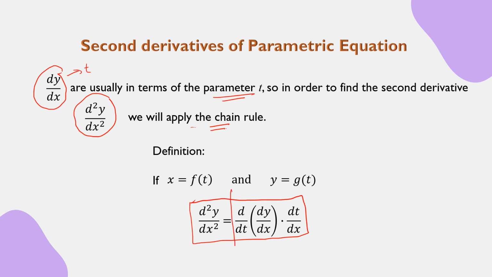That means we differentiate dy/dx with respect to t, and then you multiply by dt/dx. Actually, we can write this as d/dt of dy/dx, times dt/dx. So we get the second derivative.